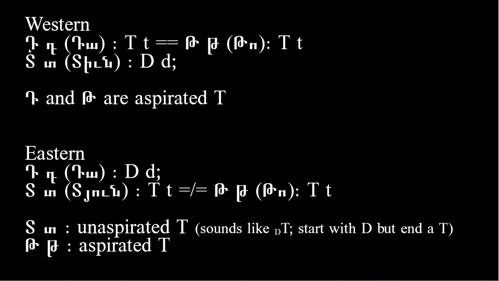So just to review, we have the letter Ta, which gives a T sound, which in Western Armenian is equal to the To. But this letter, Jun, gives a D sound. For Eastern, however, this letter is Da, with a D sound. However, the letter Jun is an unaspirated T, which is different than the aspirated T of the letter To.